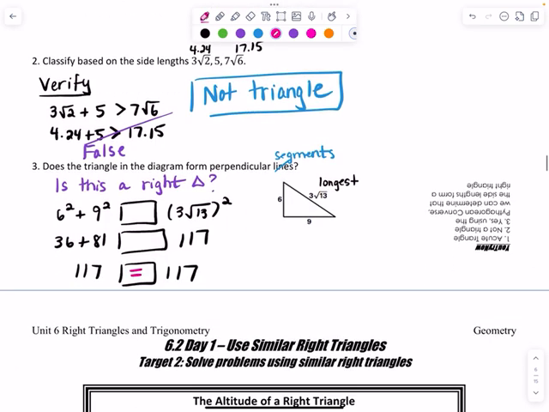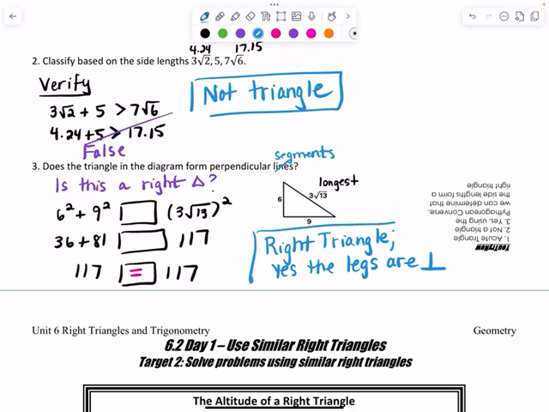Yes, indeed. So I know it's a triangle. I am going to say that this is a right triangle. And to answer the question, does a triangle form perpendicular segments? So I'm going to say it's a right triangle. So yes, the legs are perpendicular.